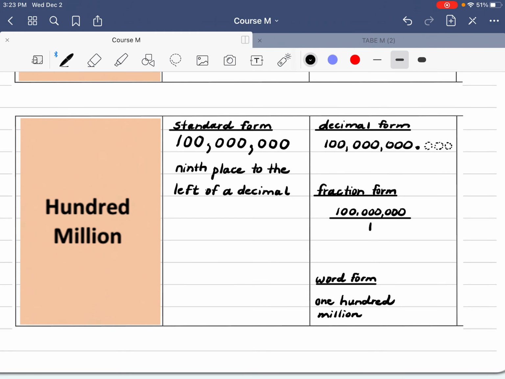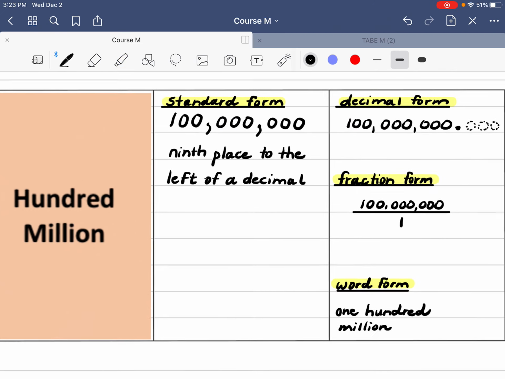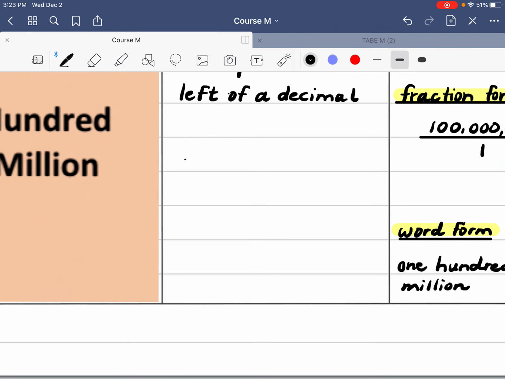So there are four forms really, if you count standard. Let me highlight those for you. There's standard form, decimal form, fraction form, word form. And here's the one that I've been promising to show you. Here's one called scientific form or scientific notation. I'm going to stick with the word form because that's what we've been using. But it's usually called scientific notation here.